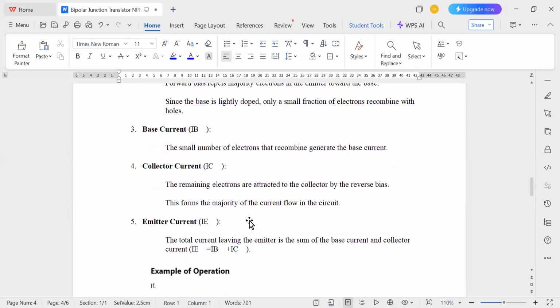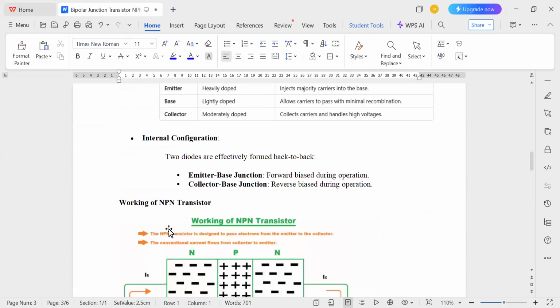In this way, you can write about the NPN transistor. Conventional current always flows from collector to emitter, whereas the actual current flows from emitter to collector.